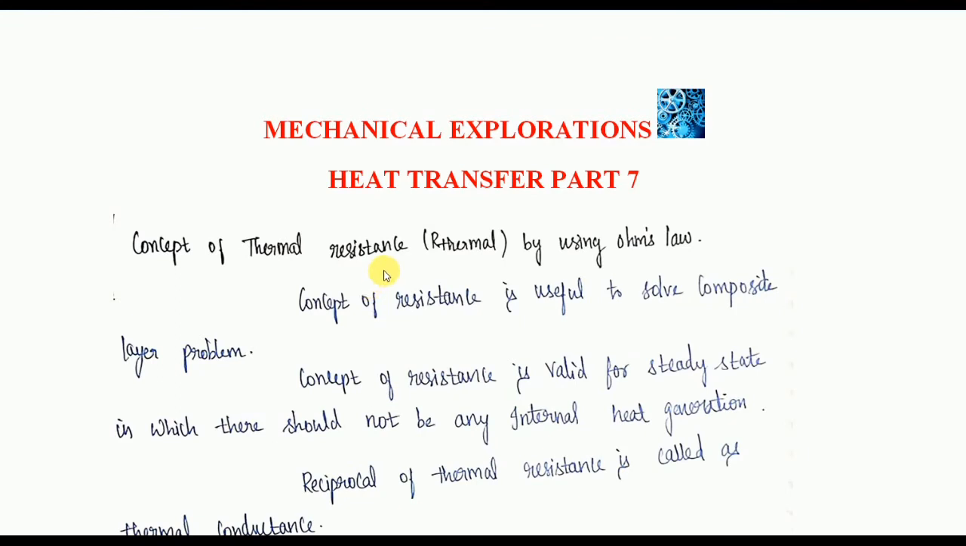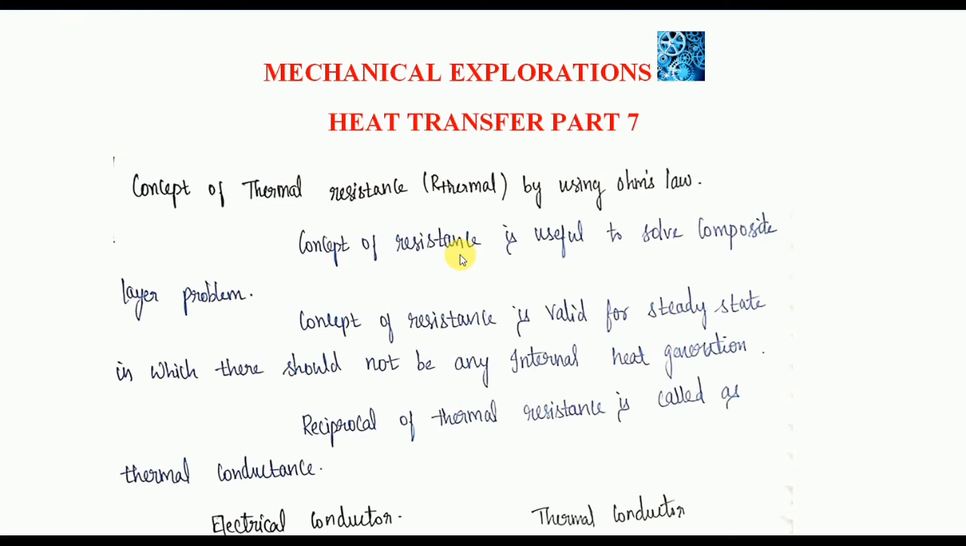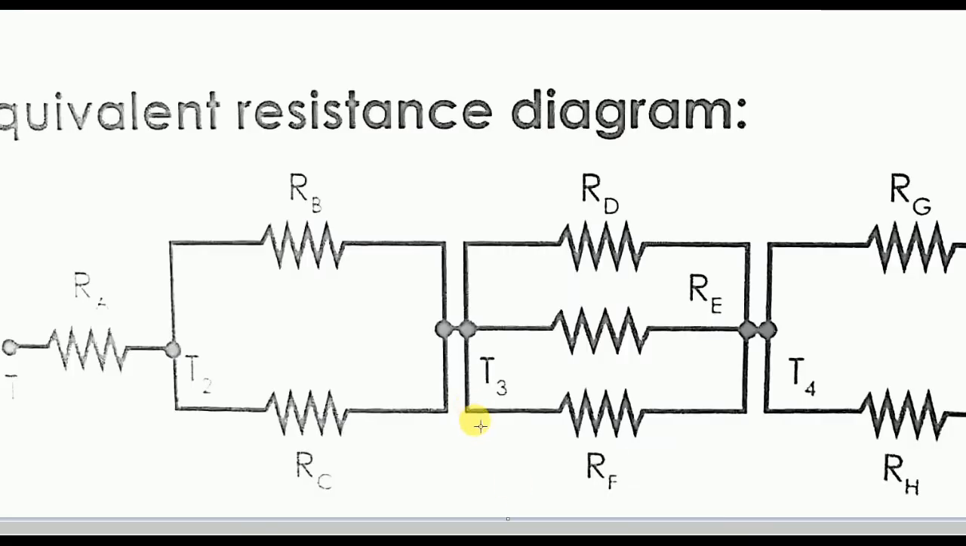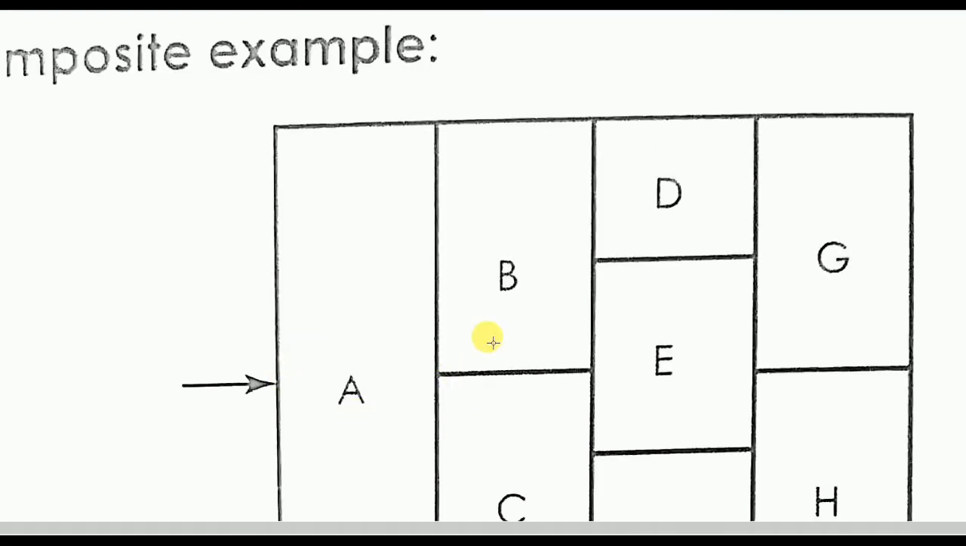Now in this part we are going to see another important concept regarding thermal resistance. We are going to solve this by using Ohm's law, and it will be used to solve the composite layer problem. Before going to that, you need to understand how the composite layer problem looks like, and you can see this is an example of a composite.